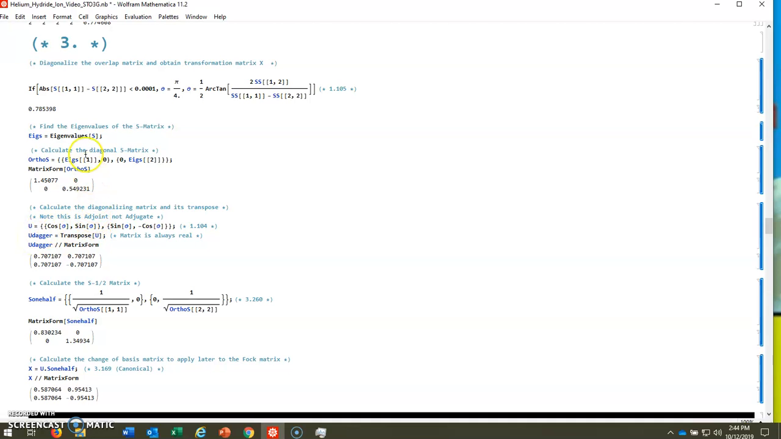So I'll use my rotation angle that I calculated, and from that I can calculate the diagonalizing matrix U. It's equation 1.104 in Ostlund. And then U dagger is just the transpose here, since it is a real matrix. So calculate those, U and U dagger. I want this to be normalized, so I normalize by dividing by the magnitude. They call that the S^(-1/2) matrix. That's equation 3.26.